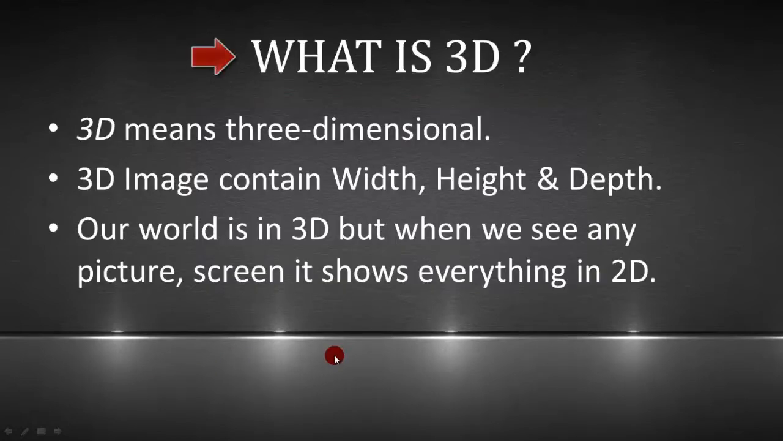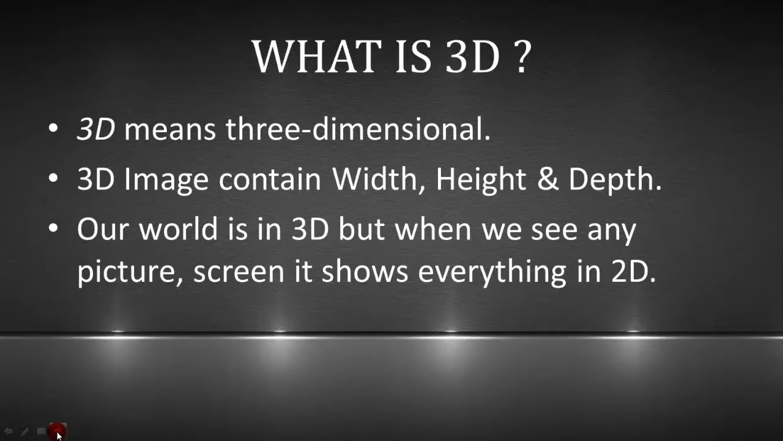What is 3D? 3D means three-dimensional. A 3D image contains width, height, and depth. Whatever we see around us in the real world is all in 3D. But when we take a picture of it, or draw anything from it, it becomes 2D. It only has width and height. We can't see depth in a 2D drawing or 2D photograph. A master artist can create an illusion of depth by using his skill, but it still does not look that real in the real world.